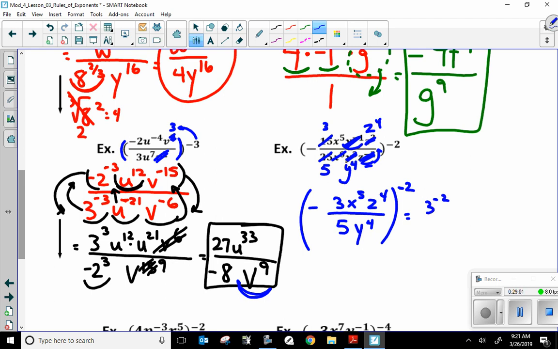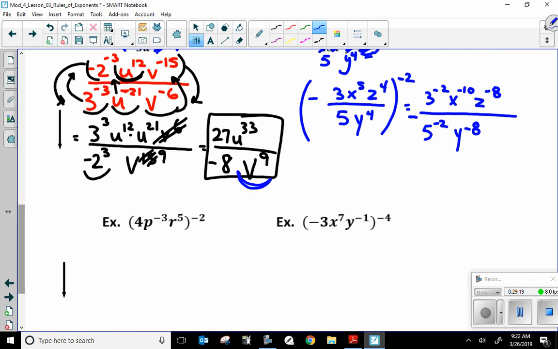3 to the negative 2. X to the negative 10, I'm multiplying. Z to the negative 8. All over 5 to the negative 2. Y to the negative 8. This is negative. I flip everything. Okay? I flip everything.